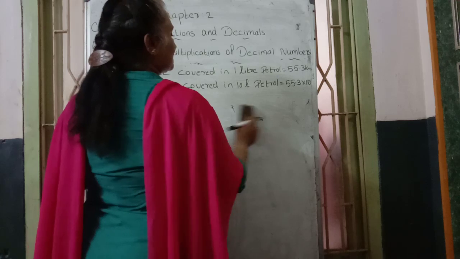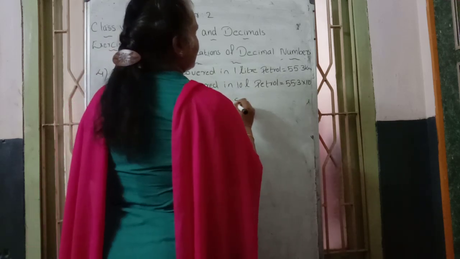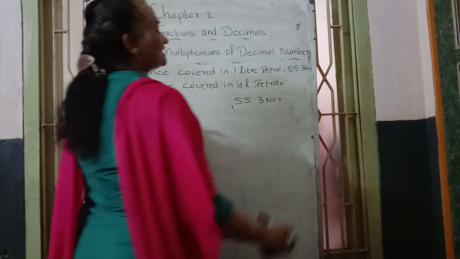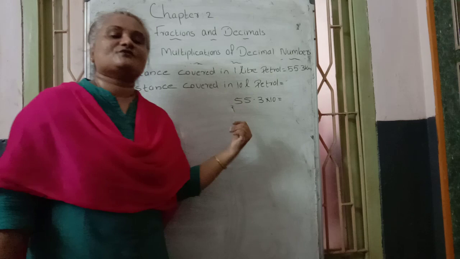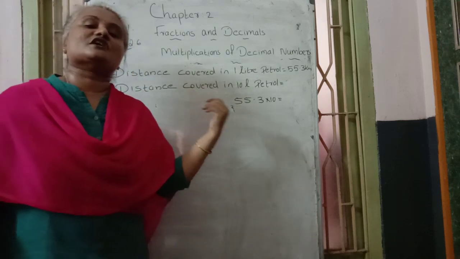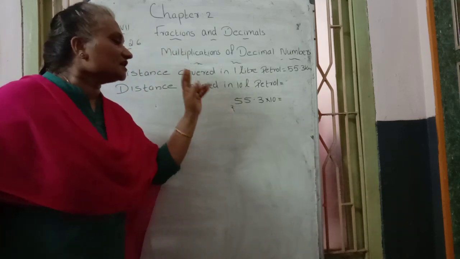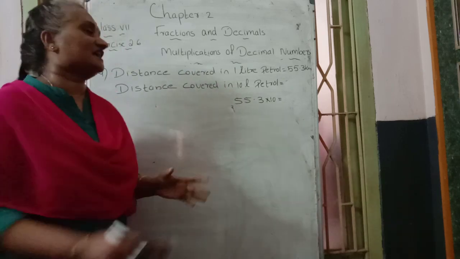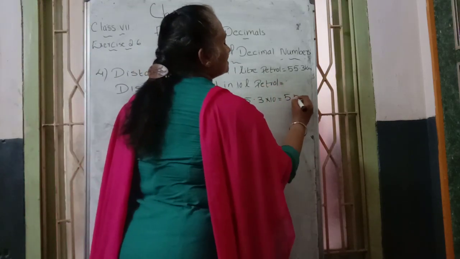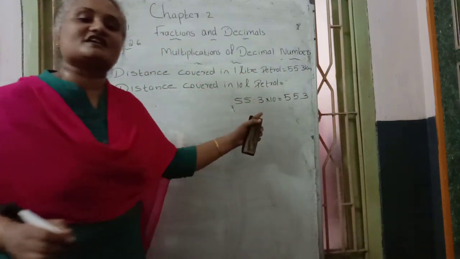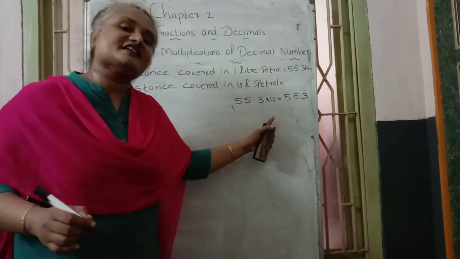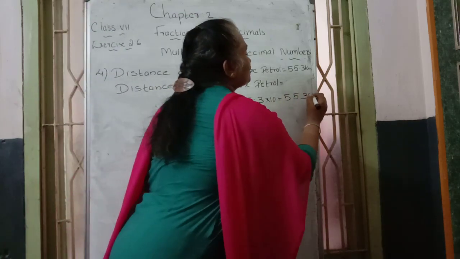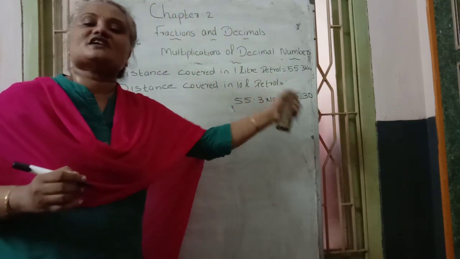What is the easy method? We want to multiply 55.3 into 10. We learned that multiplying with 10, 100 or 1000 keeps the same number, right? Here our number without the decimal point is 55.3 means 553. It is multiplied with 10. 10 carries how many zeros? 1 zero. So keep that 0 on the right side of the answer place.